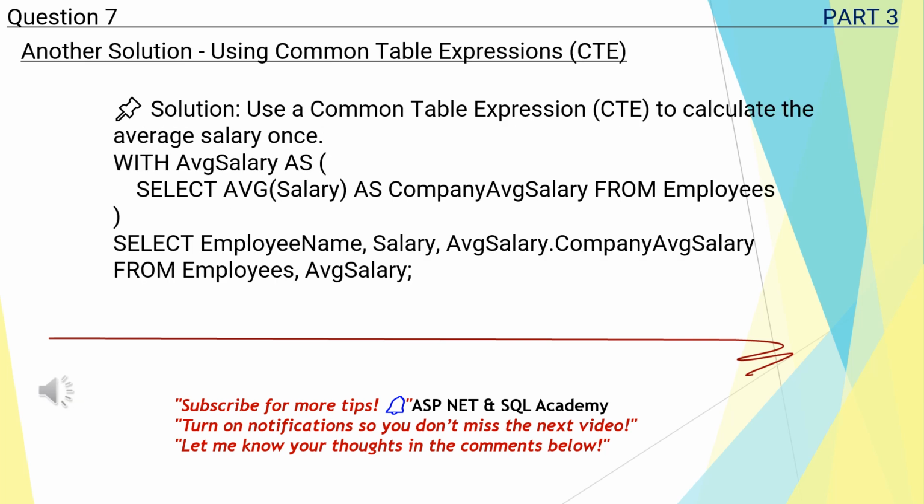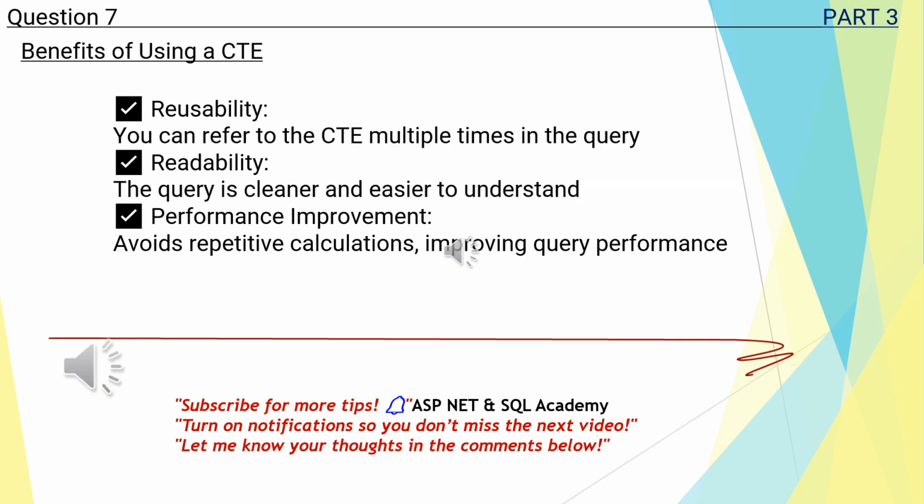Another solution is to use a common table expression or CTE. A CTE allows us to calculate the average salary once at the start of the query and then reference it in the main query. This makes the query easier to read and also more efficient.